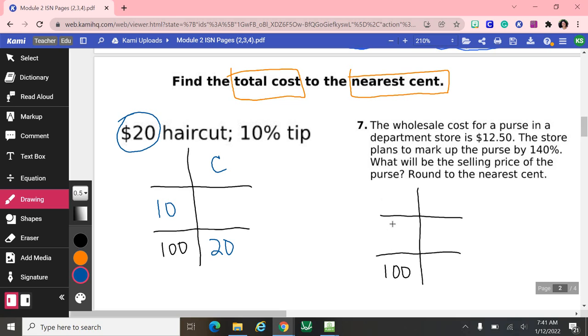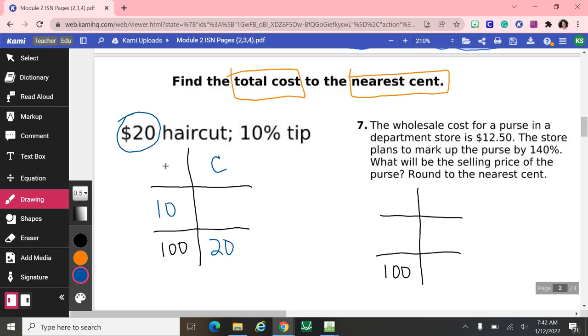This is our percent column. On the right-hand side is where we're talking about the amounts. In these examples, we're talking about money. And because we have 10%, we drop the percent sign when we put it into our graphic organizer, because in this strategy, we've already got per 100 or per cent. It's already set up for us.